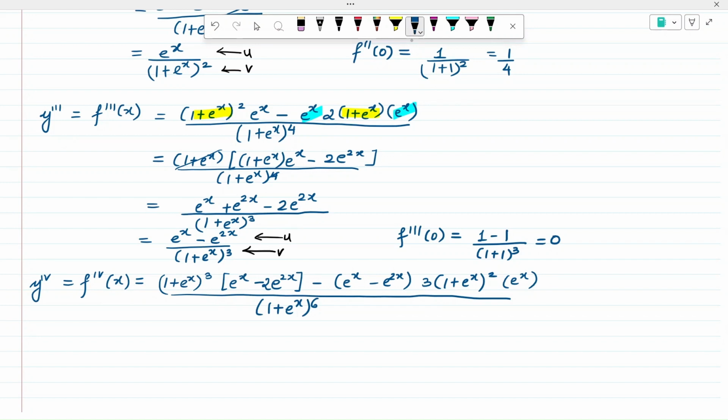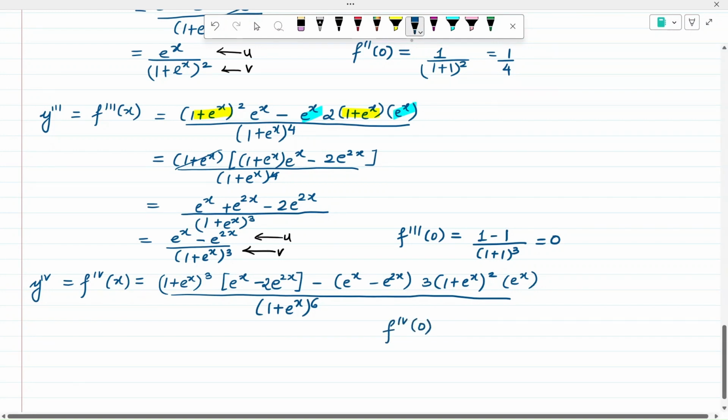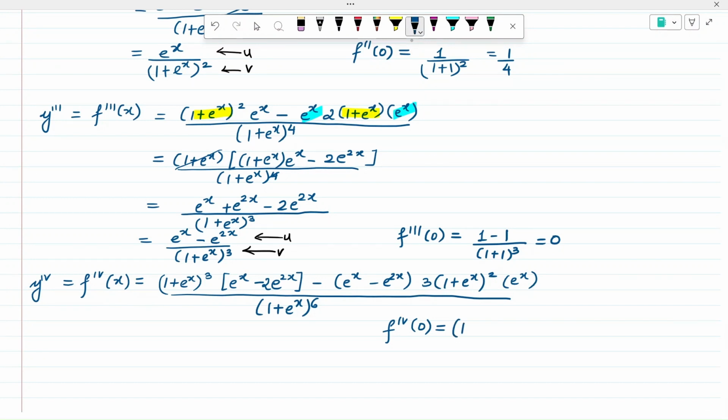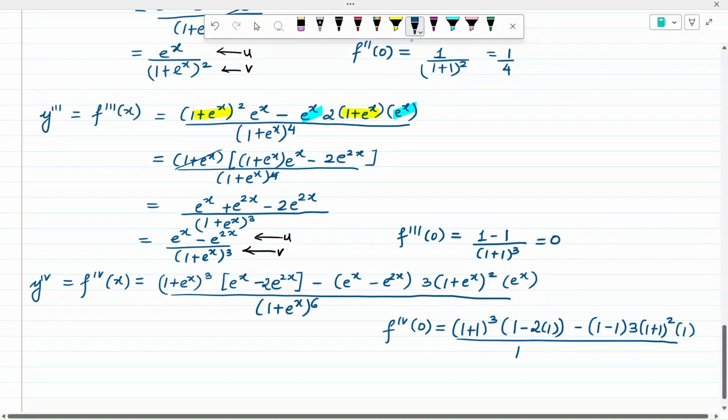Fourth order derivative at 0. Okay, if you want, you can simplify, but I'm going to skip that part. I will just replace all of the e raised to x, e raised to 0 by 1. So 1 plus 1 cube, 1 minus 2 times 1, minus 1 minus 1 into 3 times 1 plus 1 square into 1. Denominator 1 plus 1 the whole raised to 6.